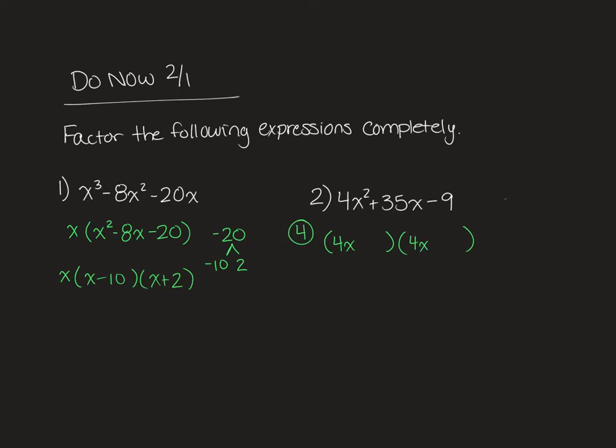Next, we multiply a times c. So 4 times negative 9 will give negative 36. So what two numbers will multiply to negative 36 but add to 35? And your numbers are 36 and minus 1 actually. So 4x plus 36 and 4x minus 1.